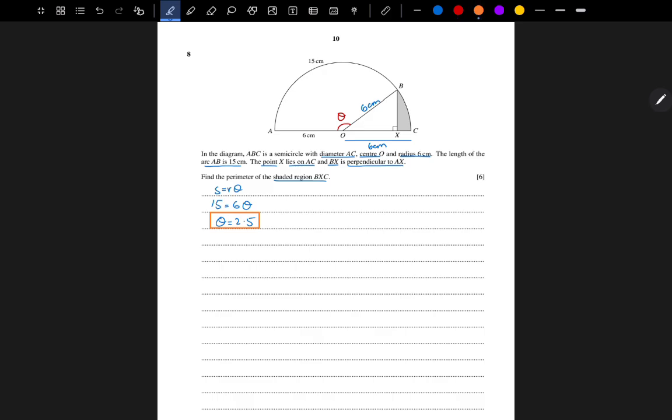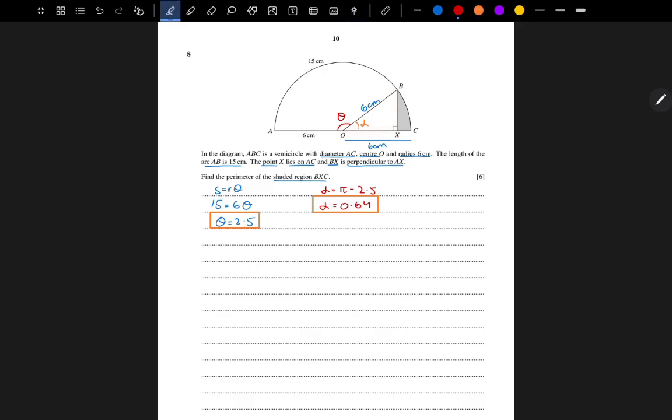We know that theta equals 2.5, so we can use that to find the angle alpha, which will be alpha equals pi minus theta, which is simply 2.5, and this will give us alpha equals 0.64. Now if we look at the triangle OBX carefully, we know that we have the hypotenuse 6 and we know the angle alpha. We can use this to find the length OX and BX.